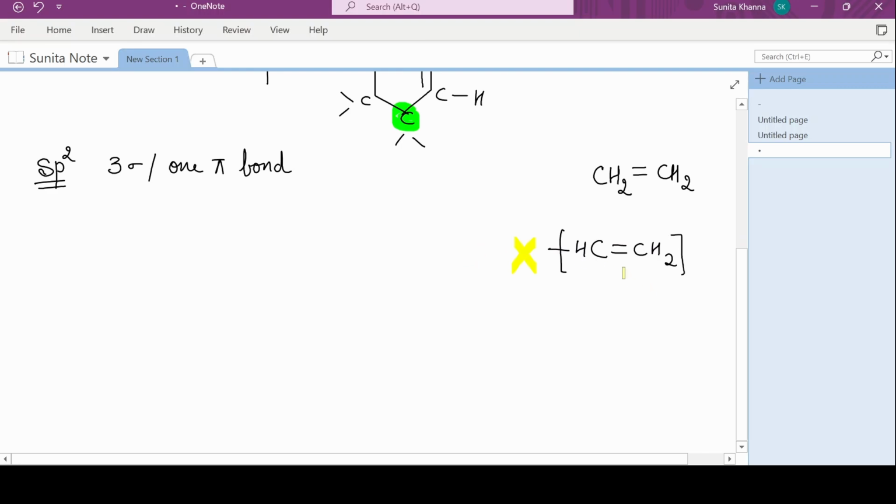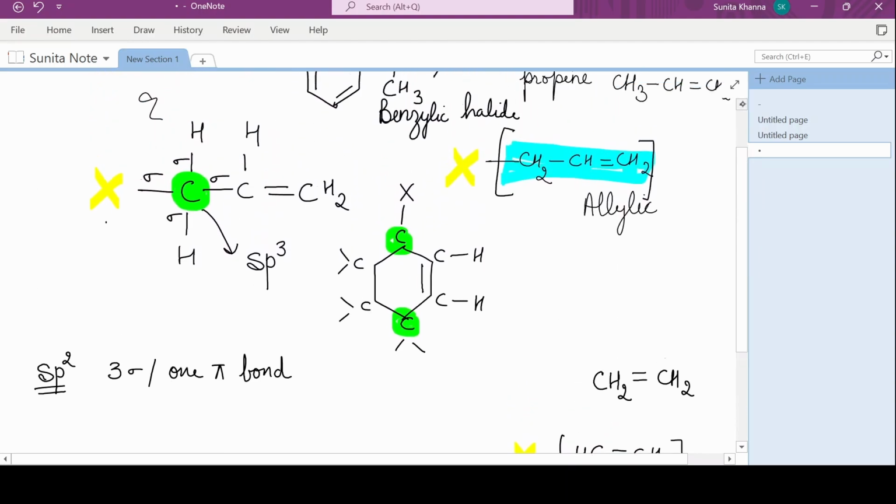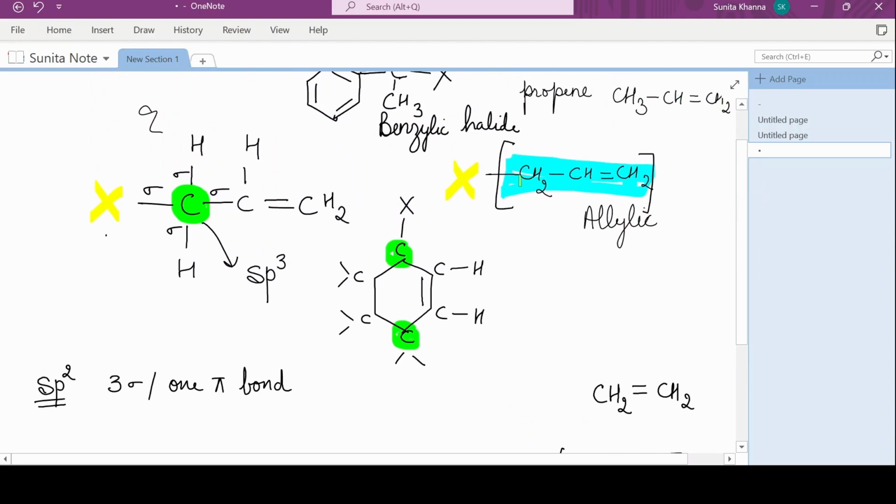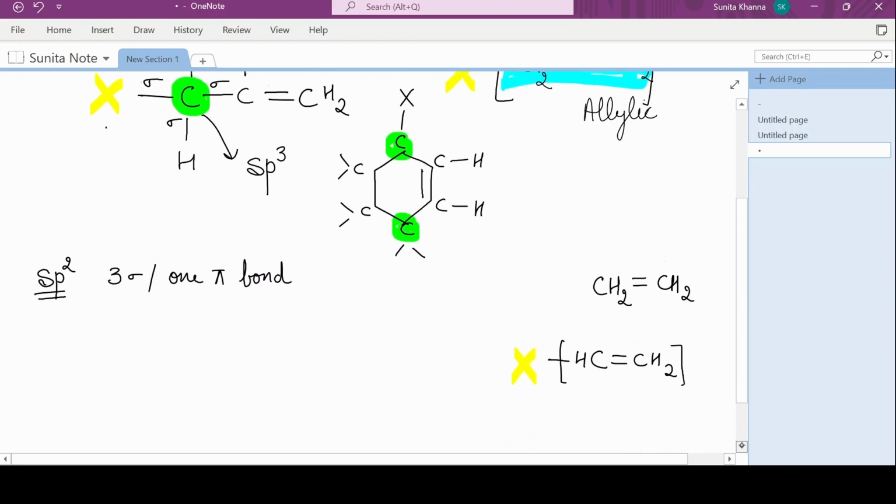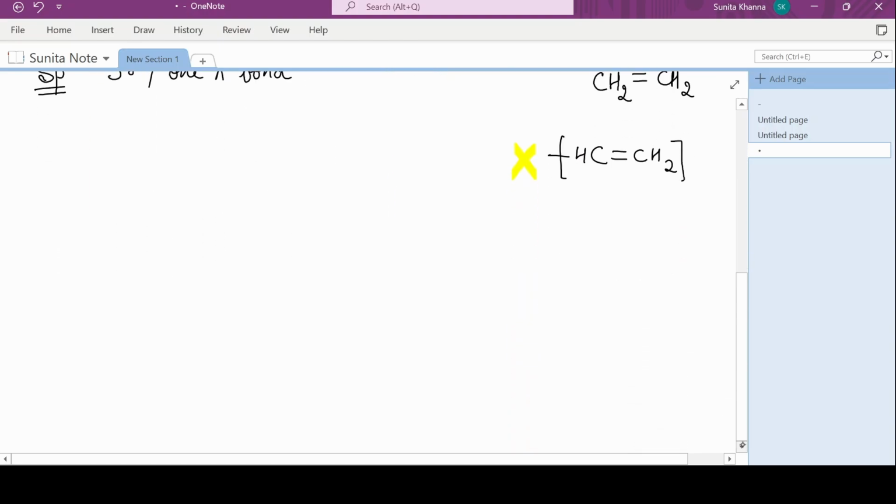So what is the difference here? The halogen is attached to the doubly bonded carbon atom, whereas in the previous one, the allylic one, it was attached to the carbon atom which is next to the doubly bonded carbon atom. Clear? Okay, so remember how you have to make the difference.